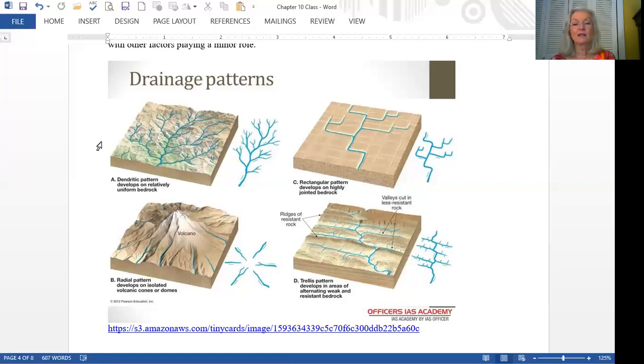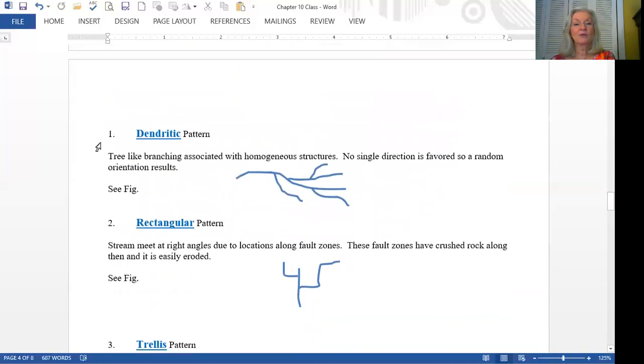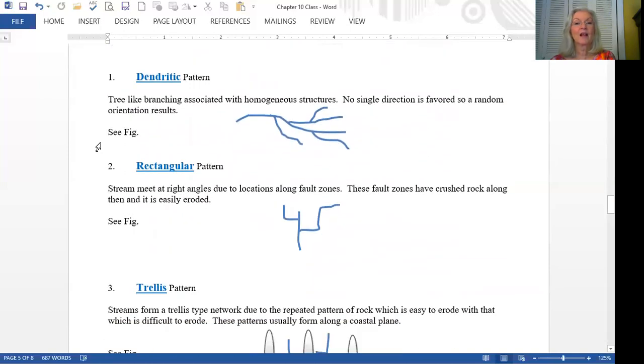So let's look at some of those details. We've got that one big graphic. We'll look at them individually. So the dendritic pattern is associated with homogeneous structures. That means that the surface is all pretty much the same. There's no single preferred direction for the water to flow in. And so your stream looks like a tree branch.